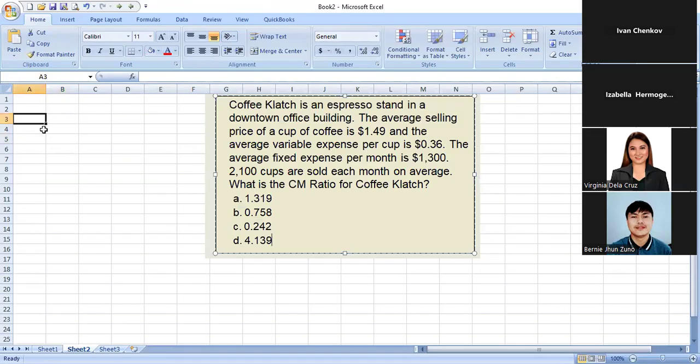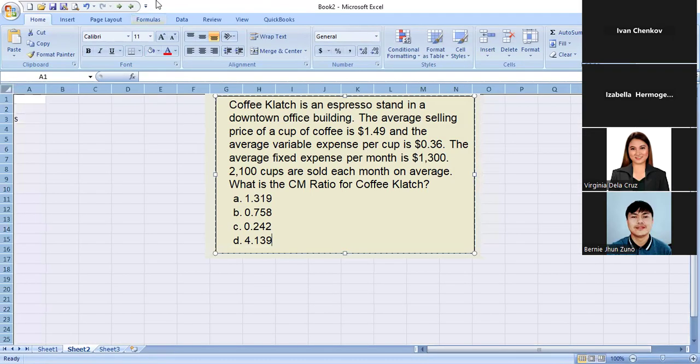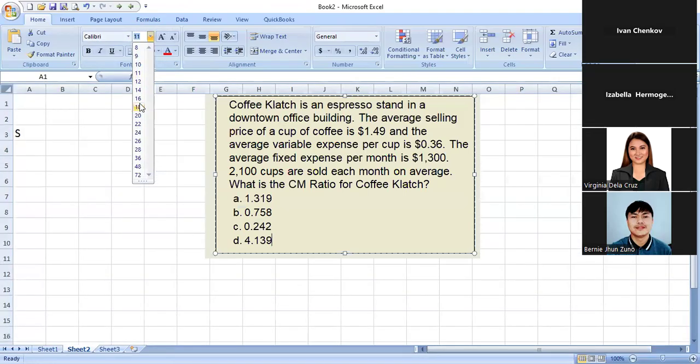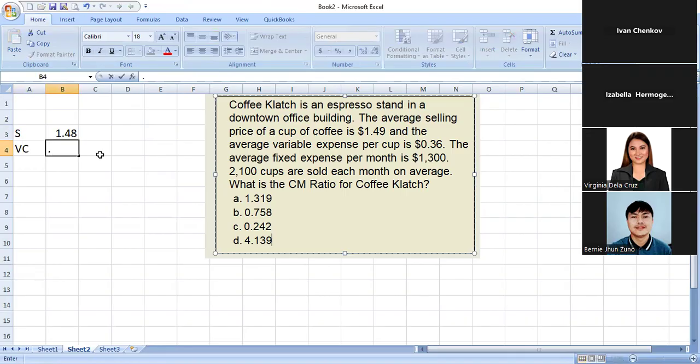First, we have the sales price per unit. Sales price per unit is 149. Let's make it a little bit bigger so you can see it. It's 1.49. The variable cost per unit is 0.36, which is going to give us the contribution margin. And that contribution margin, in our case, will be this one minus that one, which is going to be equal to 112.